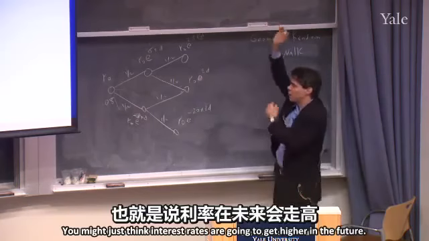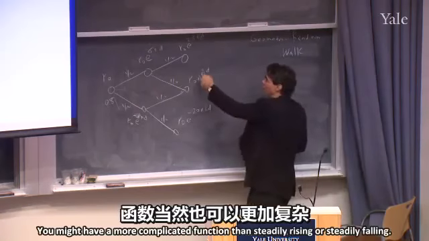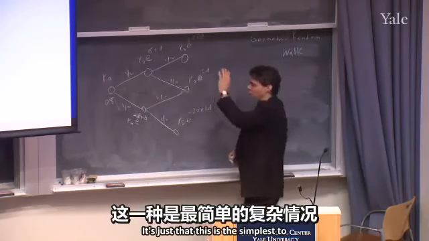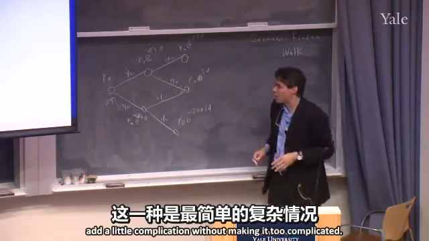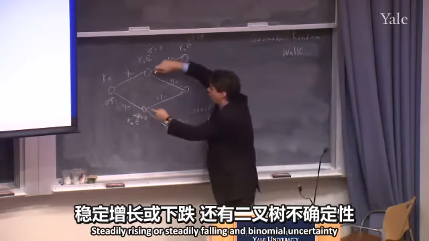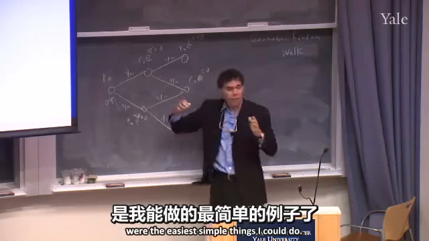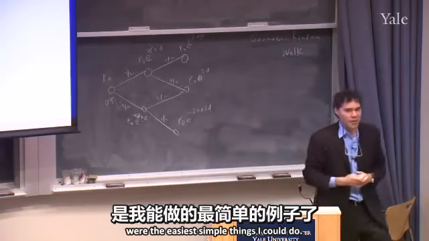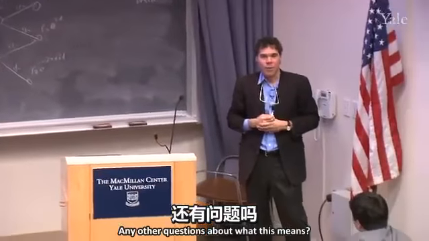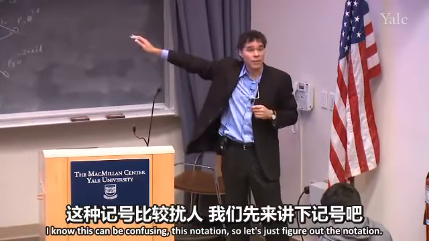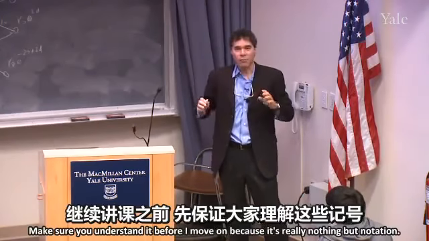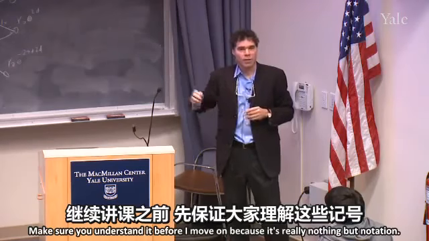You might just think interest rates are going to get higher in the future. You might have a more complicated function than steadily rising or steadily falling. It's just that this is the simplest, to add a little complication without making it too complicated. Steadily rising or steadily falling and binomial uncertainty were the easiest simple things I could do. Of course, a more realistic thing would do more complicated things. Any other questions about what this means? I know this can be confusing, this notation, so let's just figure out the notation, make sure you understand it before I move on, because it's really nothing but notation.